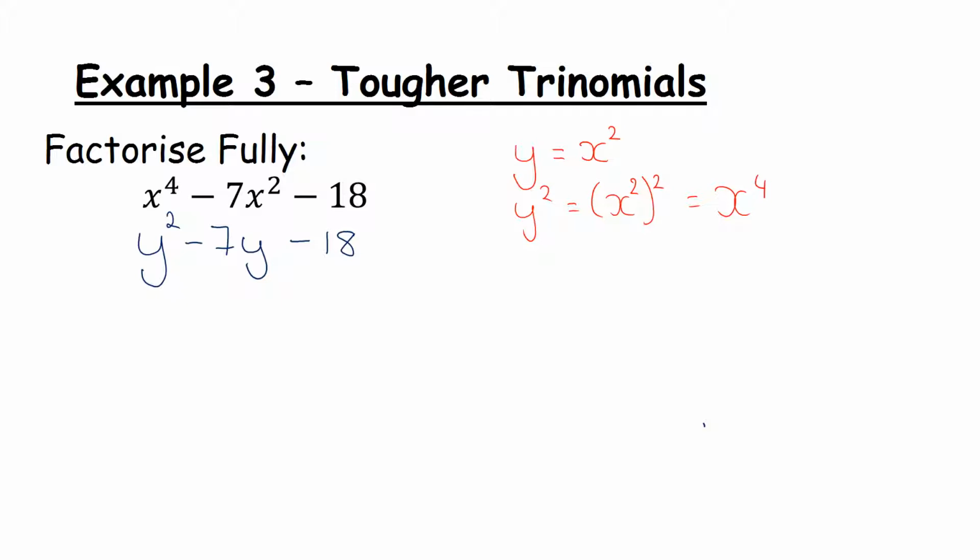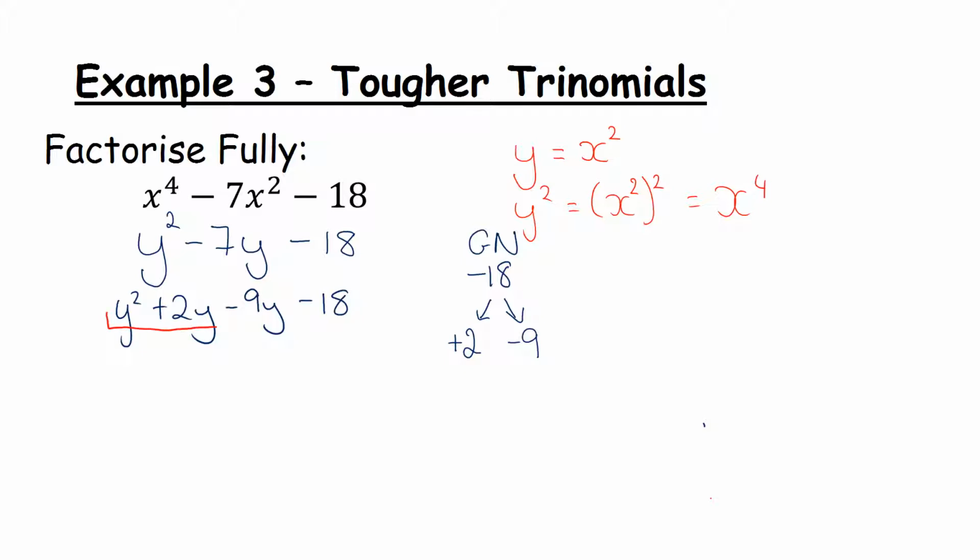And I'm going to use my guide number method to solve this. So my guide number is minus 18, so my factors are going to have different signs. So my factors of 18 that I could try are 9 and 2. So 9 and 2 will give me my minus 7. So I'll need a plus 2 and a minus 9. So y squared plus 2y minus 9y minus 18. I'm going to come along and group these.